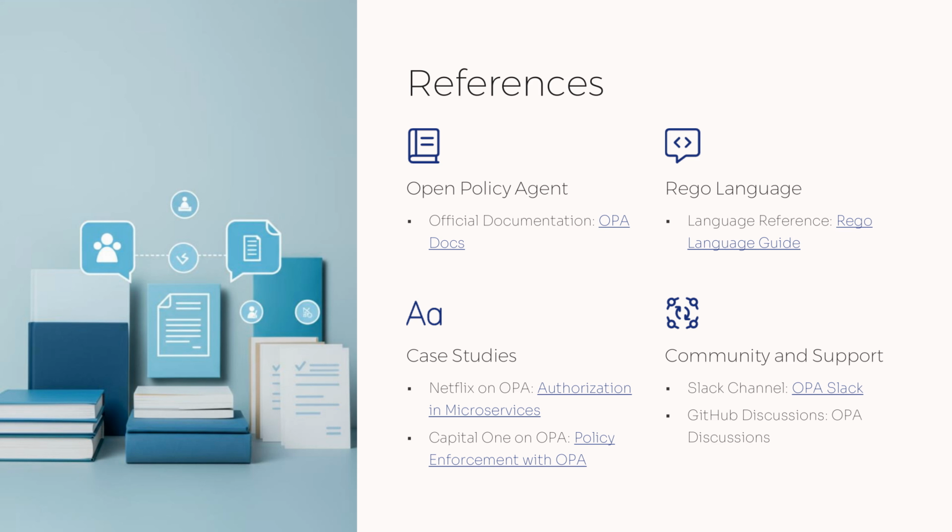in large-scale systems. For community support and discussions, there are two main avenues: the OPA Slack channel, which is a great space for real-time interaction with other users, and the OPA discussions on GitHub, where you can engage with ongoing conversations, ask questions, and share your experiences. These resources collectively support your journey in mastering OPA and implementing robust policy management in your projects.